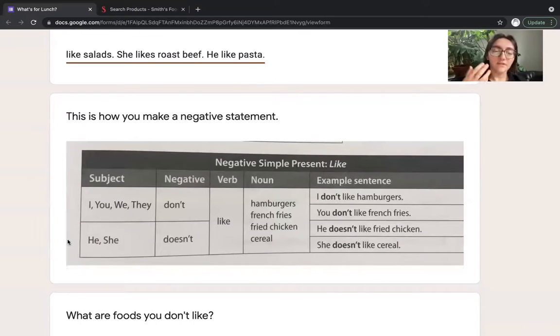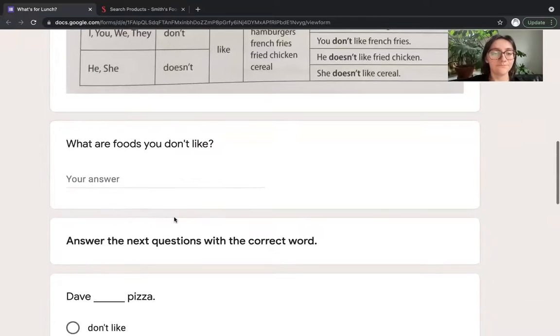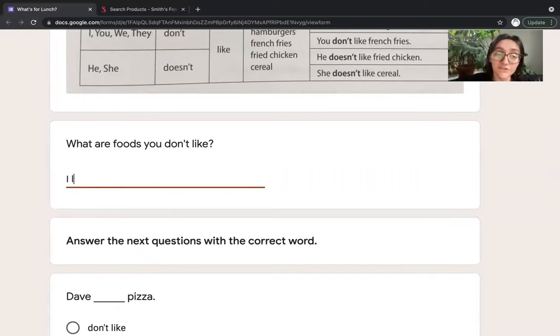Okay, the next one. This is how we make a negative, right? We use the subject, and between the verb we're using, which is like, the simple present like, we say don't or doesn't. So I don't like hamburgers, or she doesn't like fried chicken. So this is foods you could say you don't like. I don't like cooked tomatoes. That's me. I like fresh tomatoes. I just don't like cooked tomatoes.